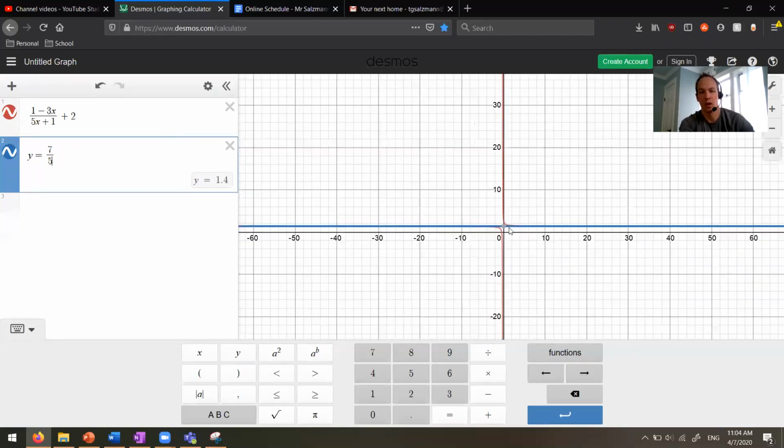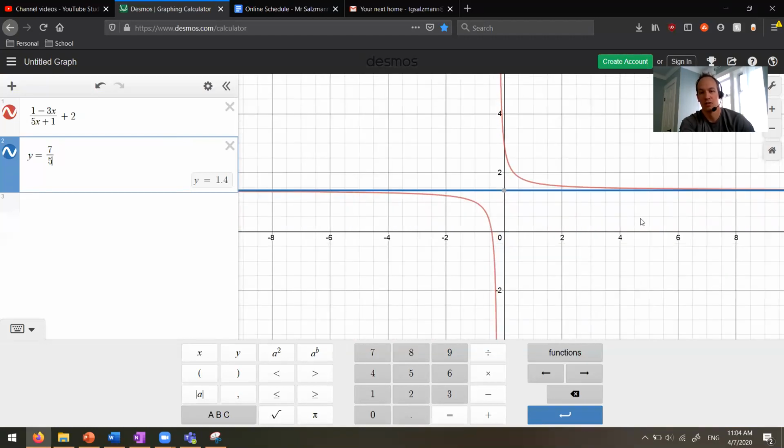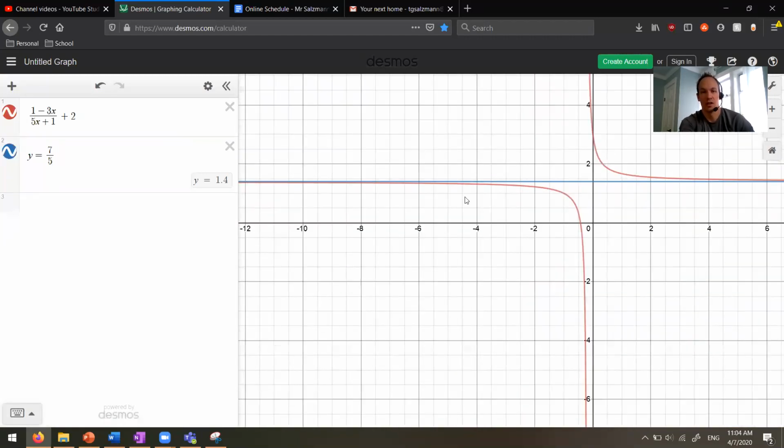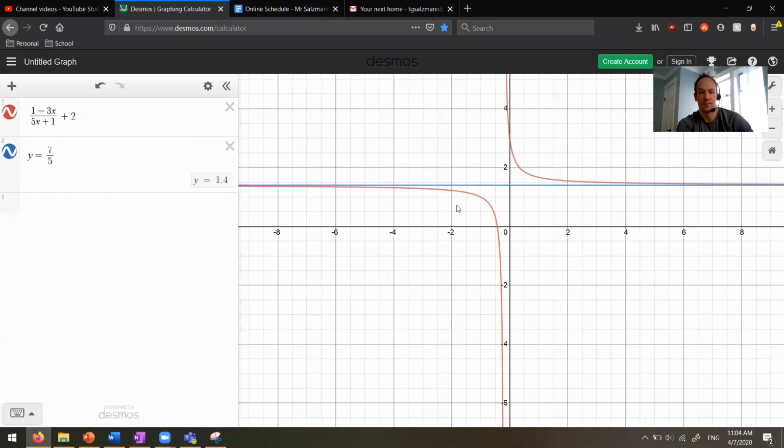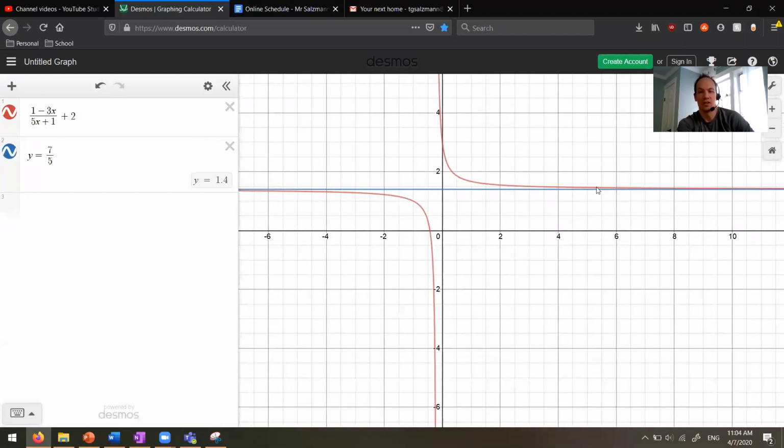If we zoom way, way, way out, we can see that the graph levels off on both sides. One thing we can't determine is if it's slightly above or slightly below, and that's something we're going to look at a little bit later, but right now we can find that the horizontal asymptote is at 7/5.